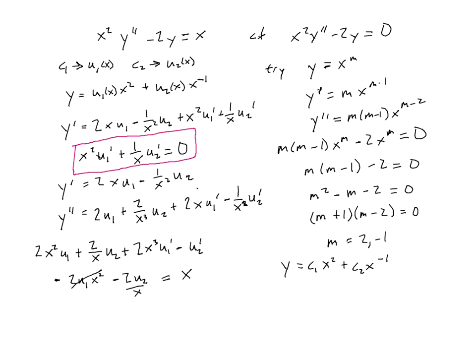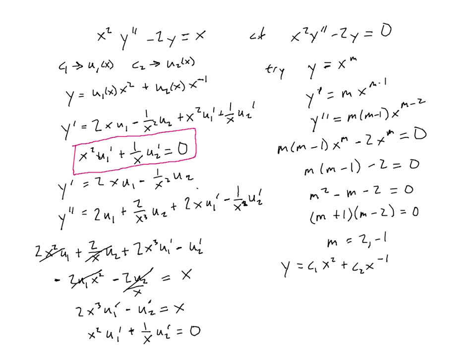Now, here's the thing. This term and this term are the same. This term and this term are the same. So I'm left with 2x cubed u1 prime minus u2 prime is equal to x. And then I also have a second differential equation, x squared u1 prime plus 1 over x u2 prime equals 0. So I have these two differential equations. Okay?